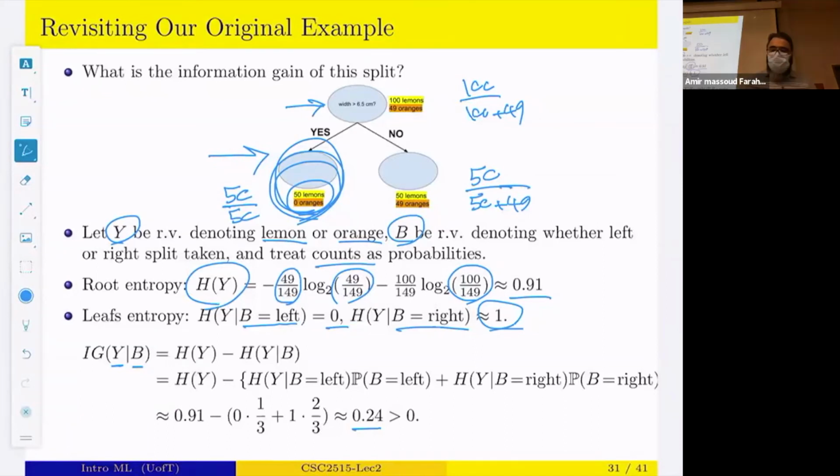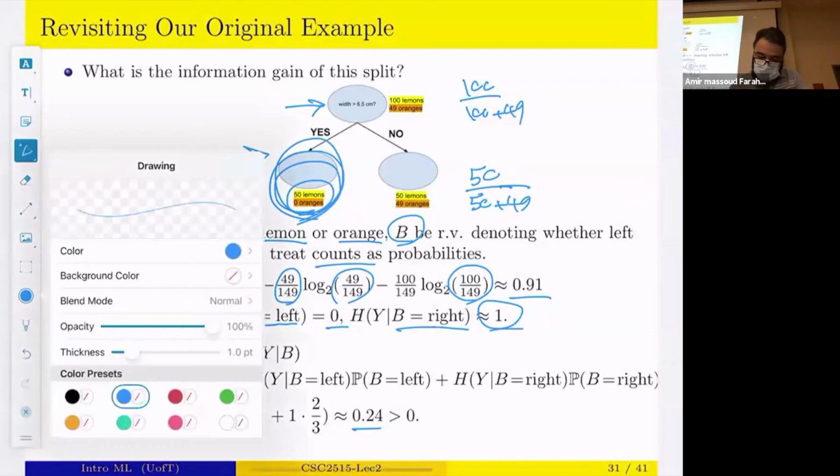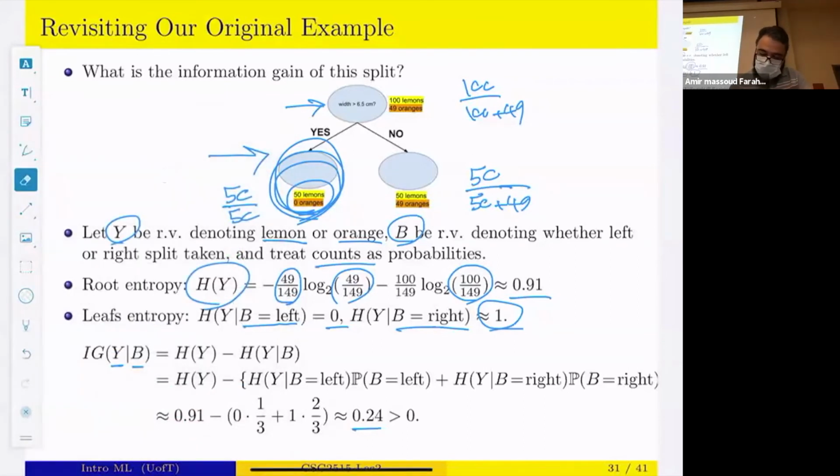Okay, so I guess there's a question: how do you compute the probability of being left or right? Basically, you use how many lemons and oranges are in each region. Here there are a total of 50. Here a total of 99. So that would be the probability of each of them, like 50 divided by 149 and vice versa. I guess this is shown here, like 1/3 and 2/3.